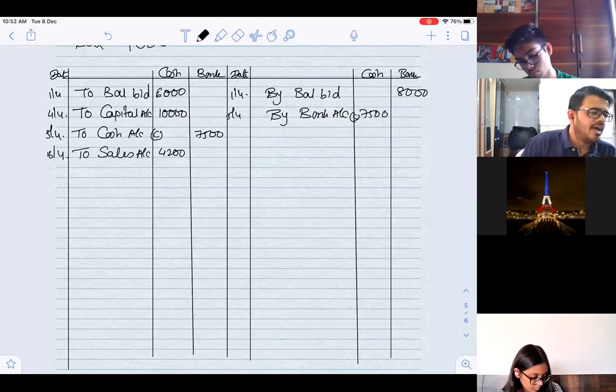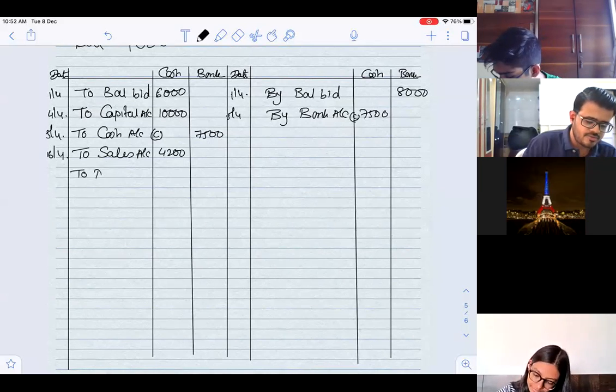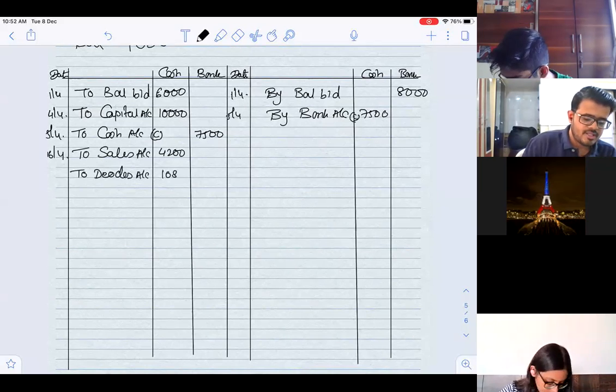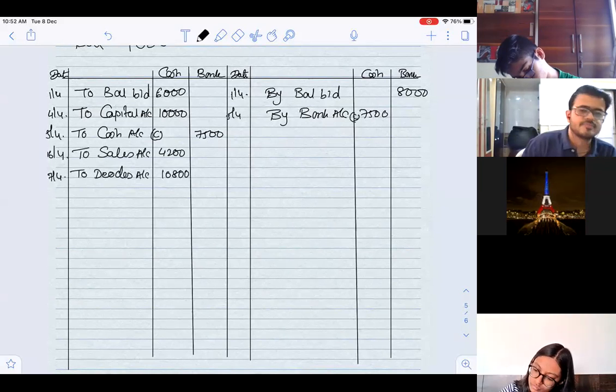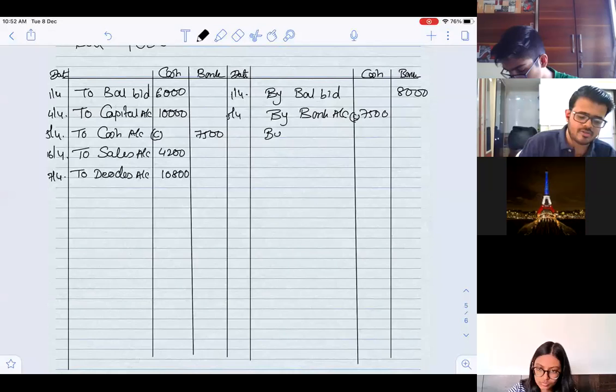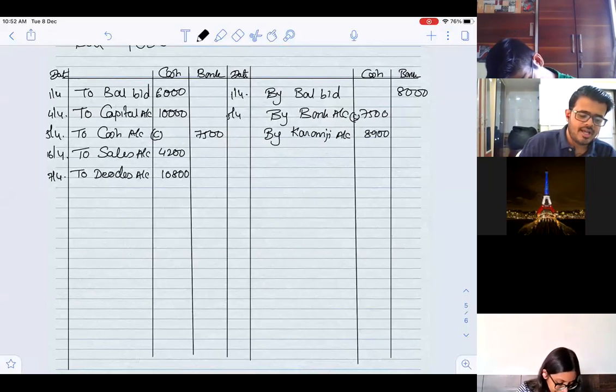Then cash received from Devdas 10,800 and discount allowed 200. So to Devdas, cash column 10,800. What about that 200? That will go in JP, journal proper. Paid cash to Karamji and discount received. Is that 8,900 after discount or before discount? After discount. So by Karamji, cash column 8,900.